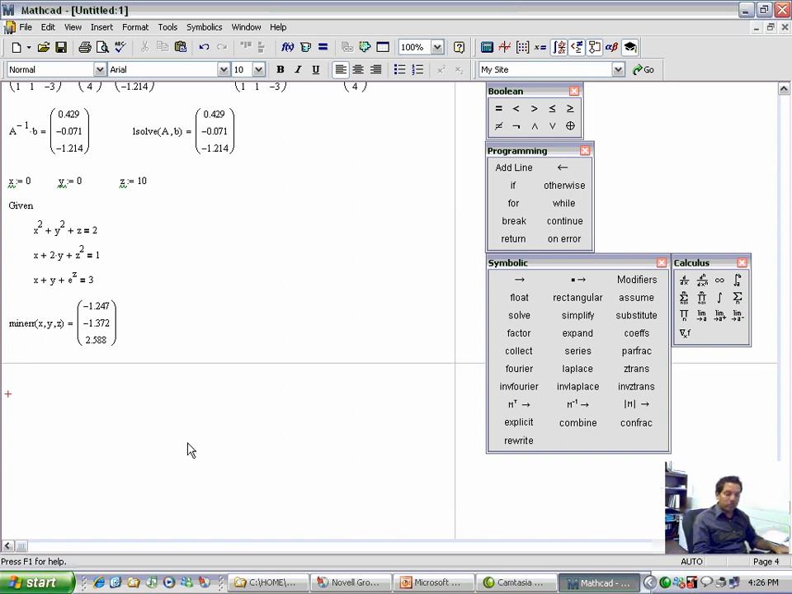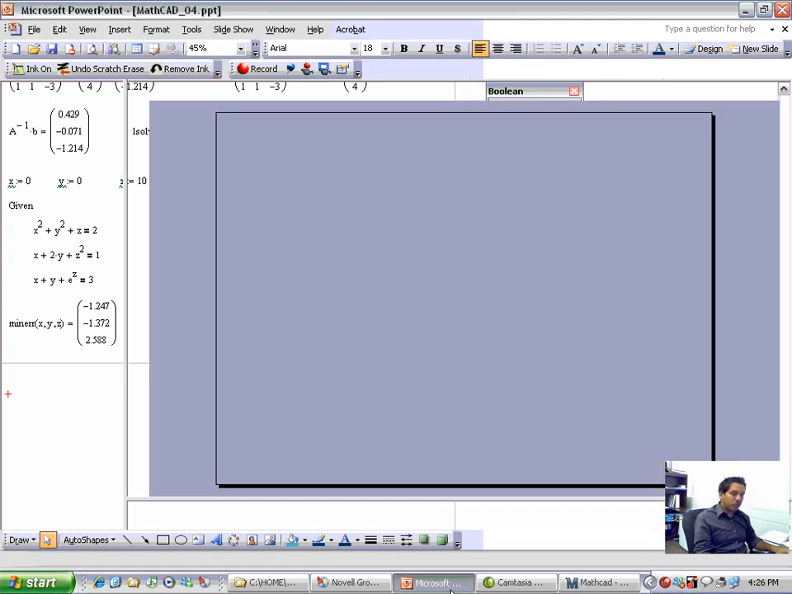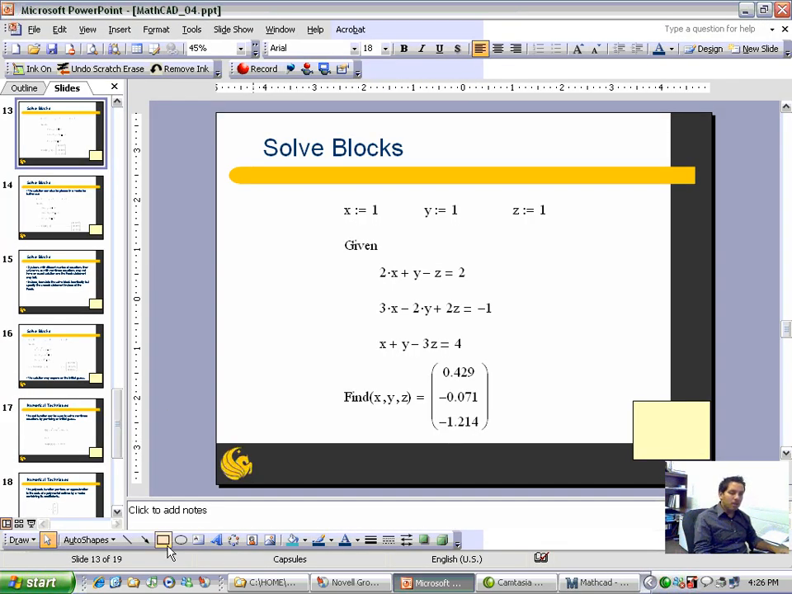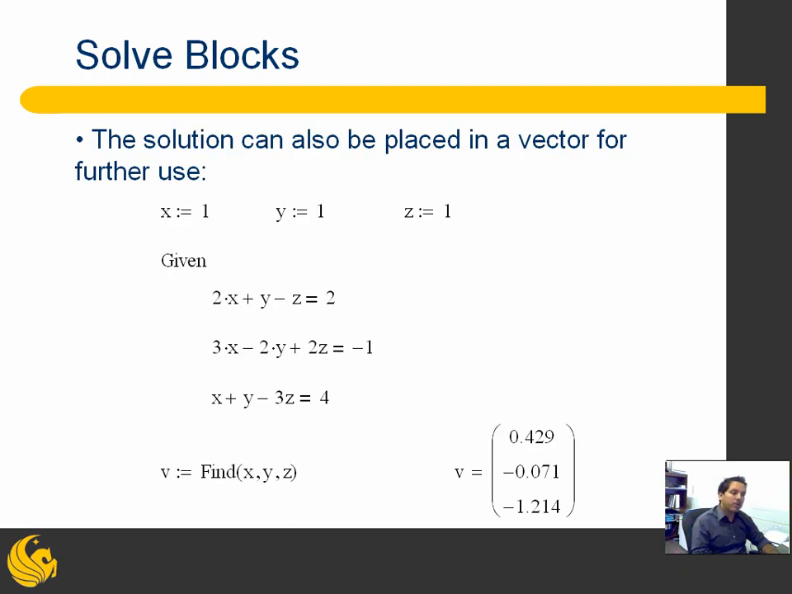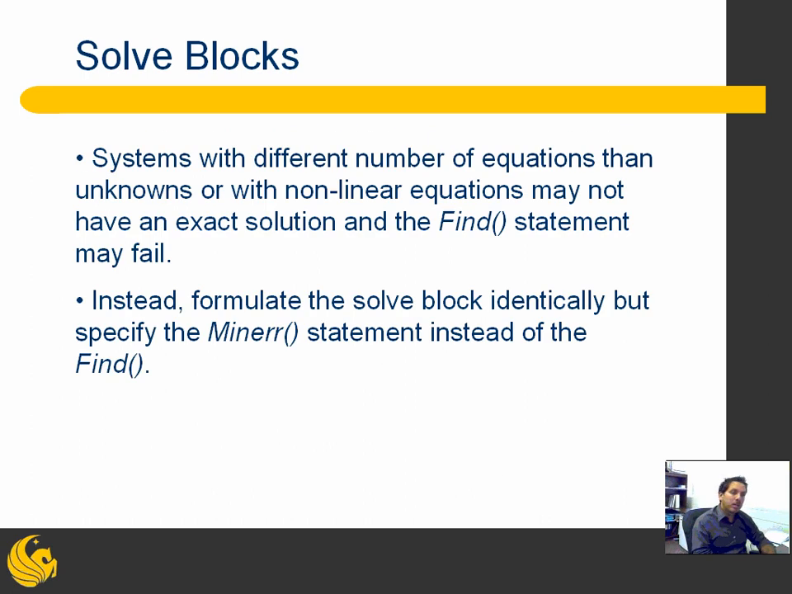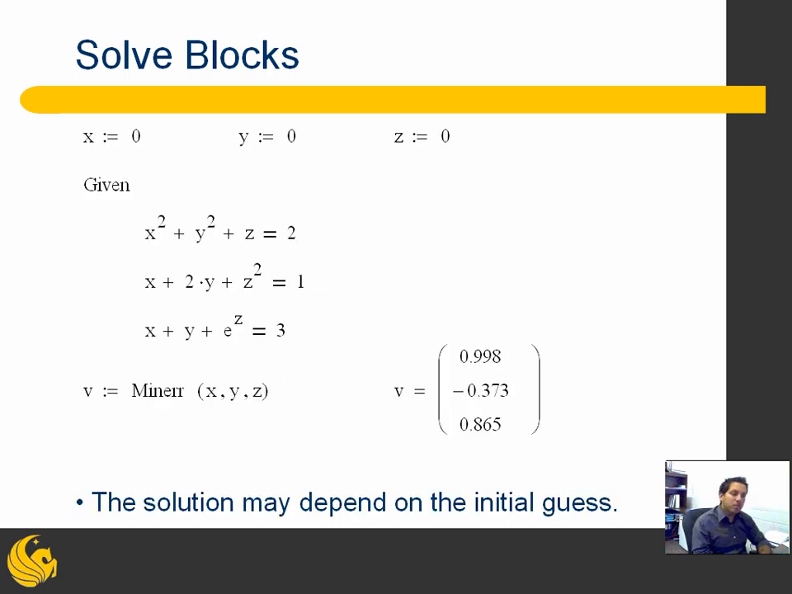Okay, so that brings us to one last topic. We looked at the possibility of solving systems of equations, whether they're linear or nonlinear, with the solve blocks. For systems that are nonlinear, a safer way of getting to the answer is using the min error instead of the find to close the given loop, like in this case.